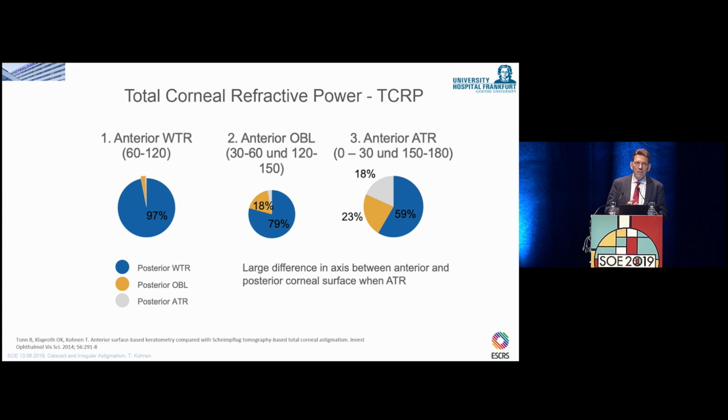What is important is if you look at the anterior and the posterior, you don't find the same. So when the patient had an anterior with-the-rule astigmatism, most of the time the posterior was the same.